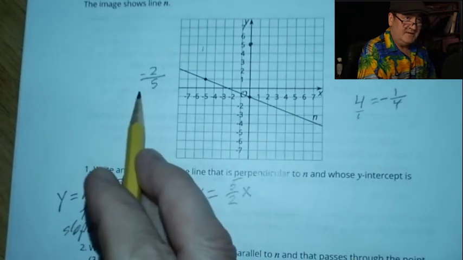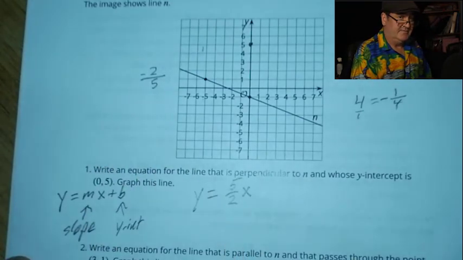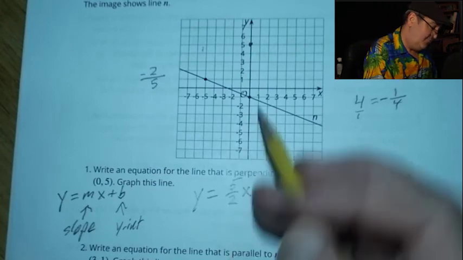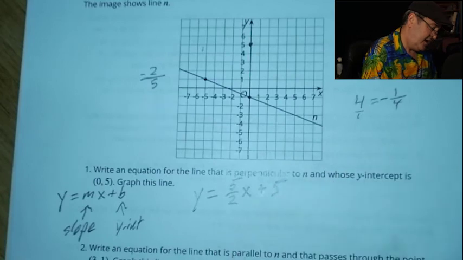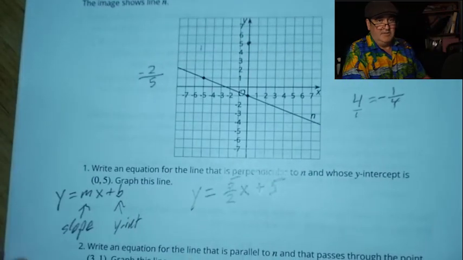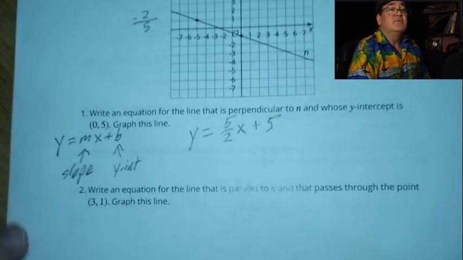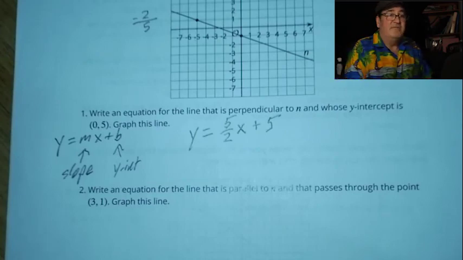Now, this was a negative slope, so ours is going to be a positive slope. 5/2x. And we need to cross the y at 5, so we'll put plus 5, because that would be the y-intercept. Y equals 5/2x plus 5. And it wants us to graph it now.